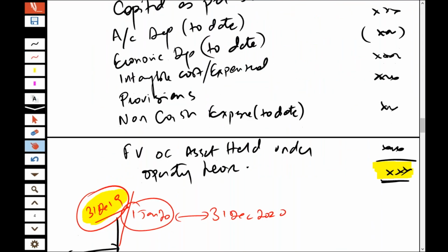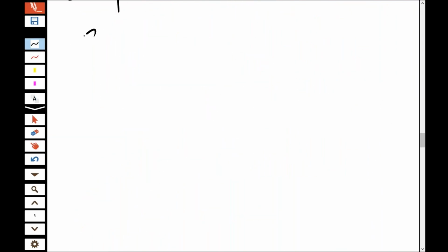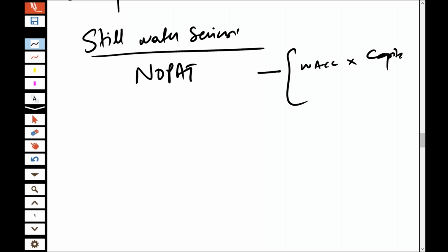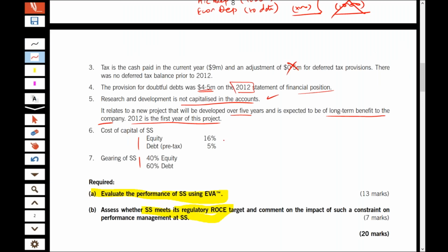Now, before I start attempting this question of still water services, there are a few things that we need to understand. What are those few things? Try to understand this. There is actually going to be NOPAT less VAC multiplied by capital employed. So when we are going to be calculating the VAC, we need to keep this in mind: what is the VAC going to be? We have been given the cost of capital of assets, equity and the debt, the gearing and the debt.